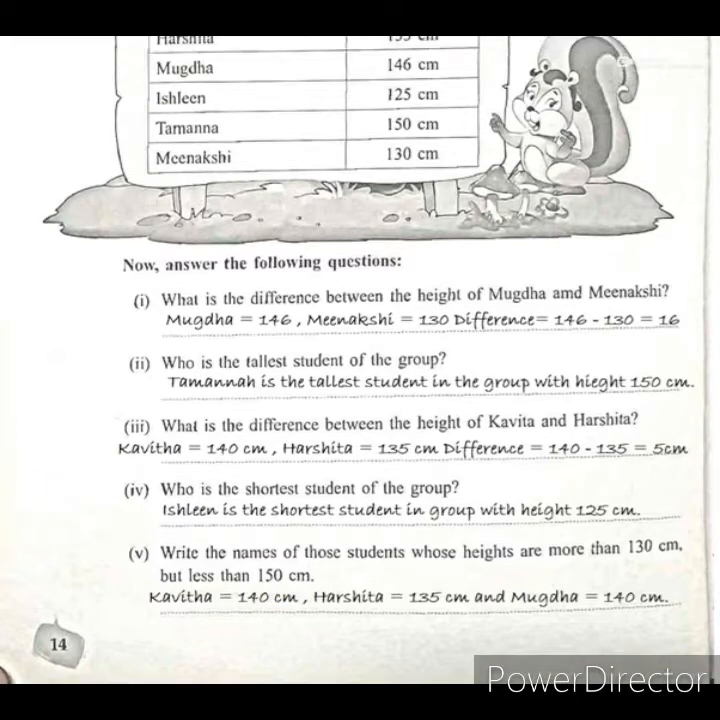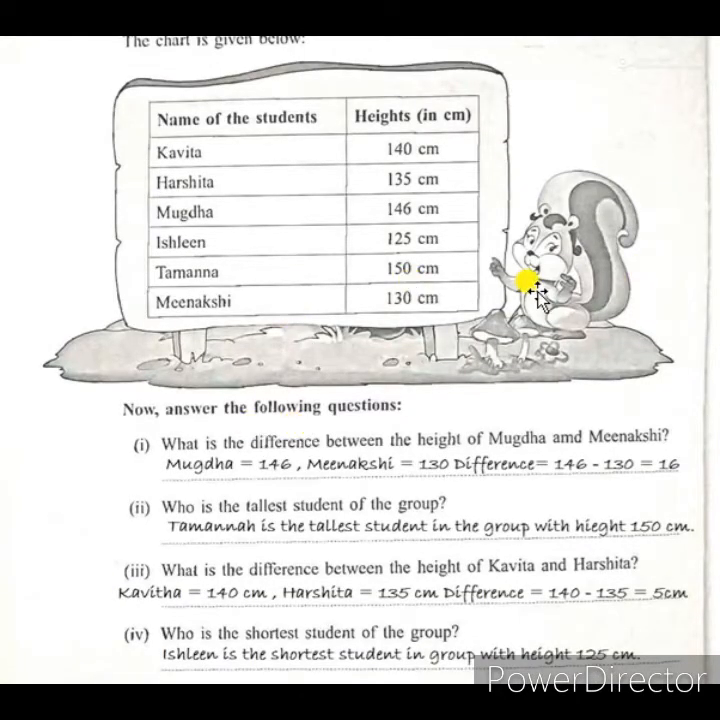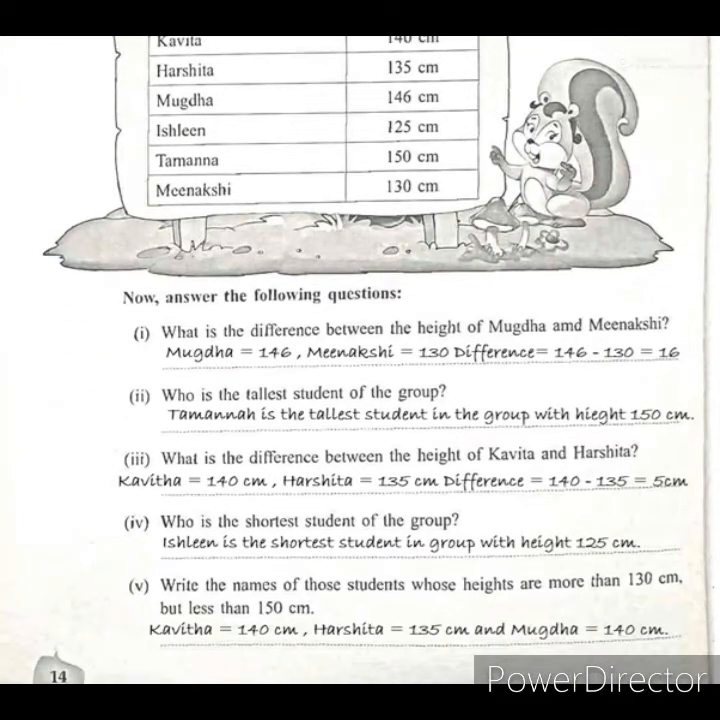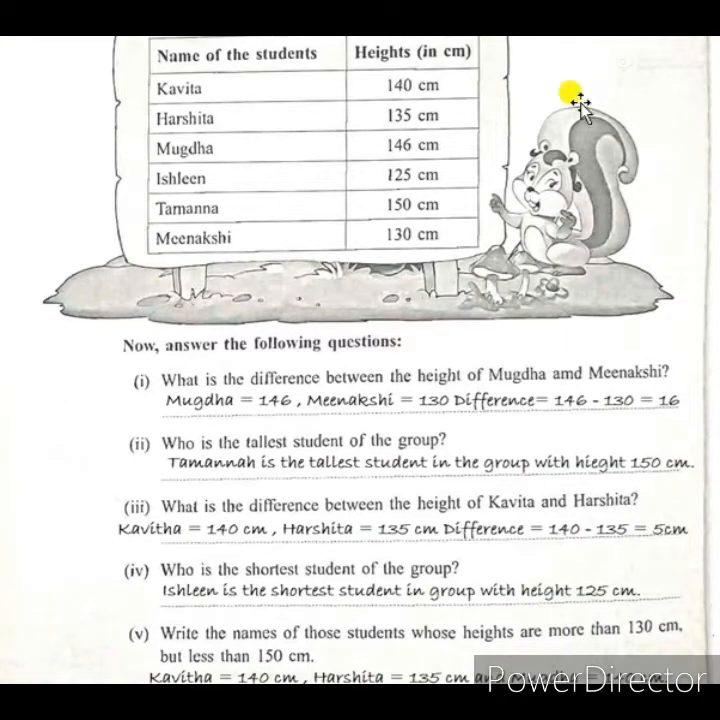That much only. Not any difficult question. Write the names of those students whose heights are more than 130. We have to find out the numbers which are more than 130 centimeter but less than 150 centimeter. So which students are more than 130 and less than 150? We need not take 130 because we want more than 130.